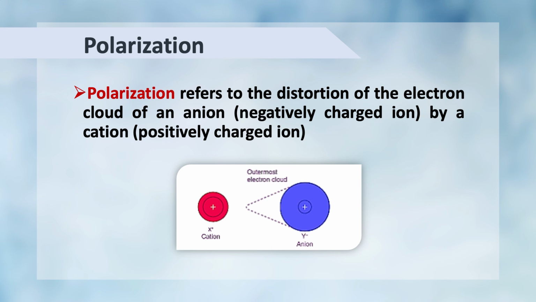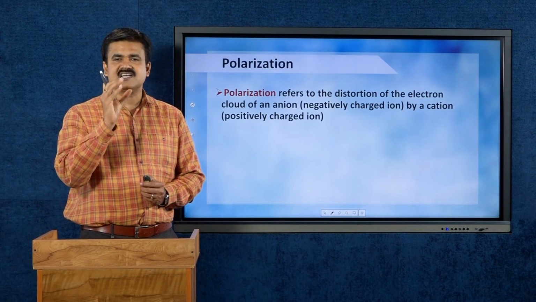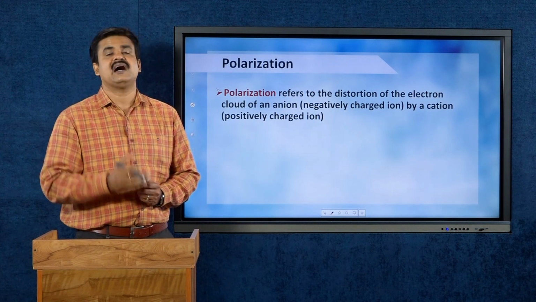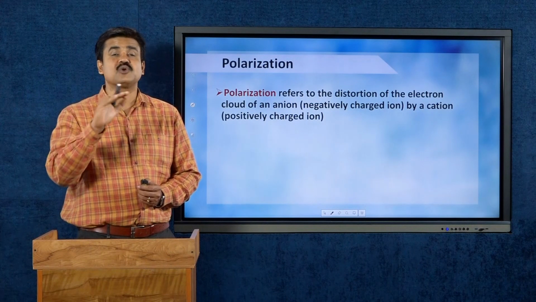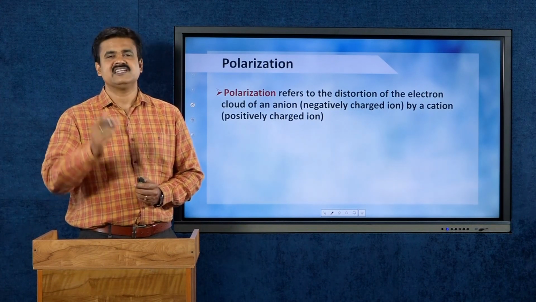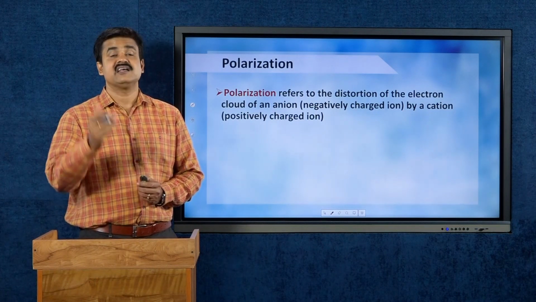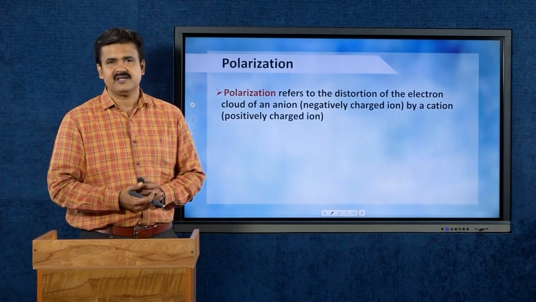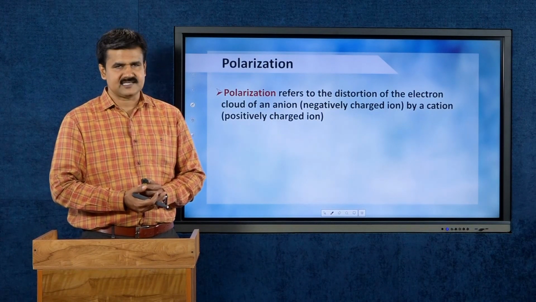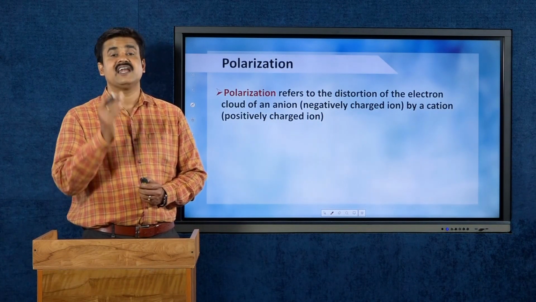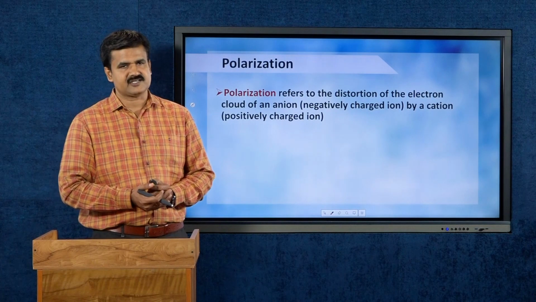Polarization refers to the distortion of the electron cloud of an anion, that is a negatively charged ion, by a cation, that is positively charged ion. This means that when a positive charge ion is placed near to an anion, there occurs a distortion in the electron density of the anion. That is, the electron density surrounding the anion moves towards the cation. That distortion in electron density of an anion in the presence of a cation is called polarization. This polarization effect is directly proportional to the covalent character.